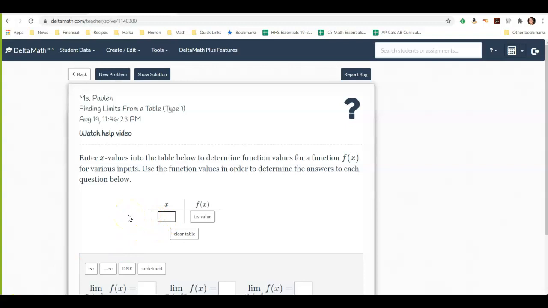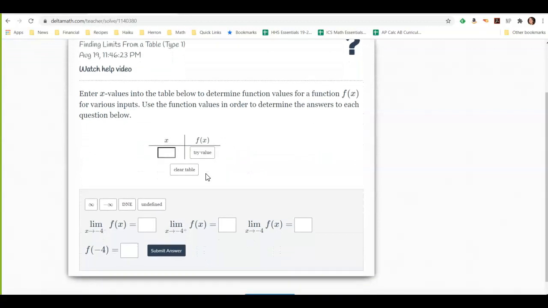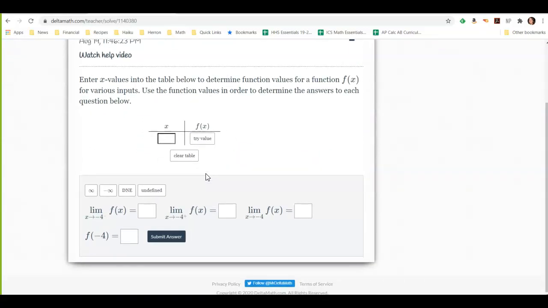So the last thing I want to show you is how to do these problems in Delta Math. So as you see here, we have a table of values, but it's empty. We're going to have to decide what x values to plug in. We don't actually know what the function is. It's just some arbitrary function. And it's asking us to find the limit as x approaches -4 from the left, from the right, the general limit, and the actual function value at -4.